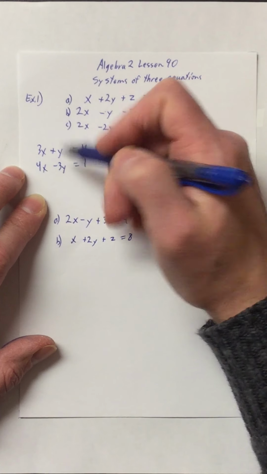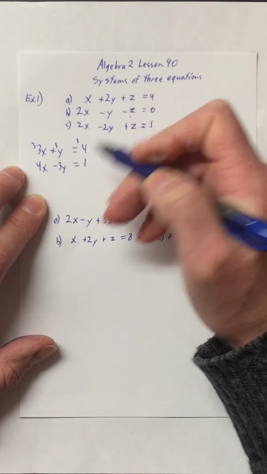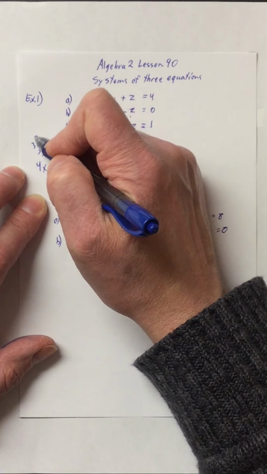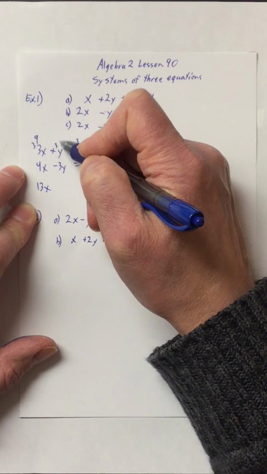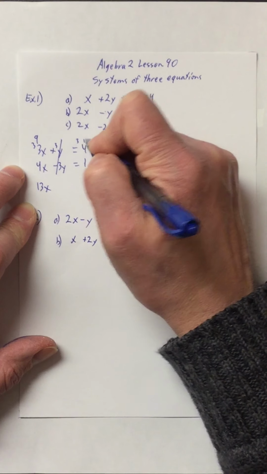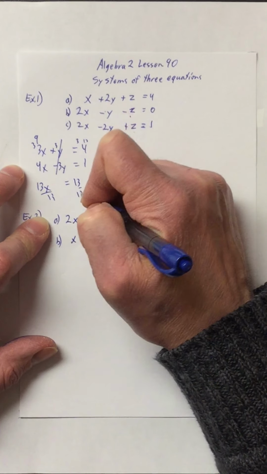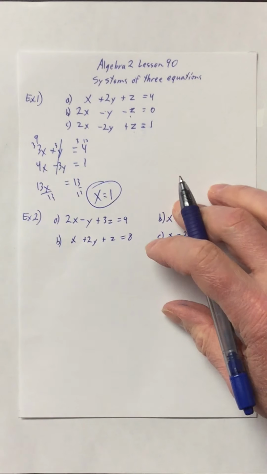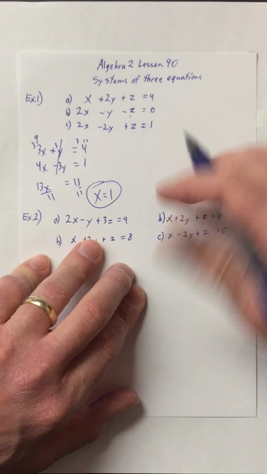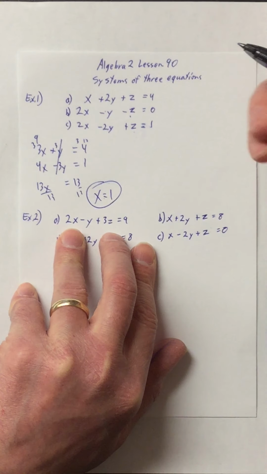If we multiply the whole top by 3, then my y's would cancel. So I'd get 9x plus 4x, which is 13x. My y's cancel, and this would be equal to 13. So I divide both sides by 13, and my x value is 1. I got one answer.